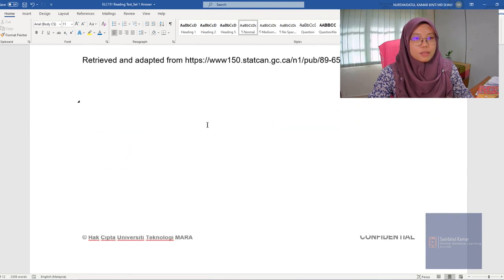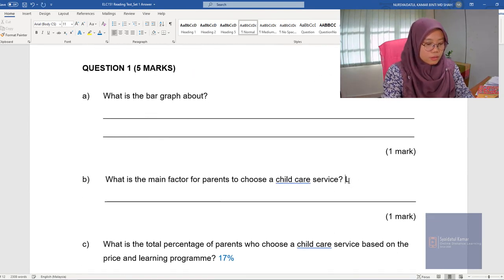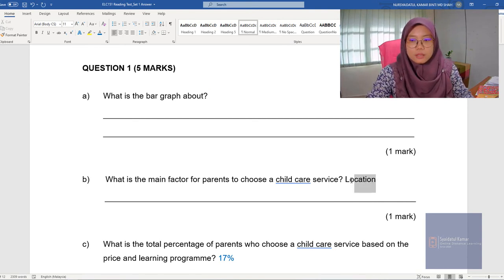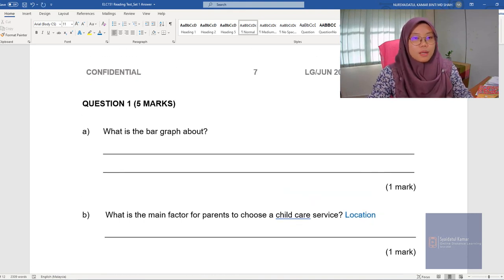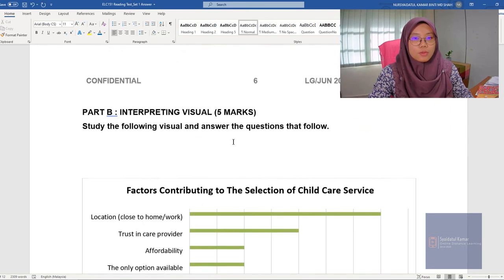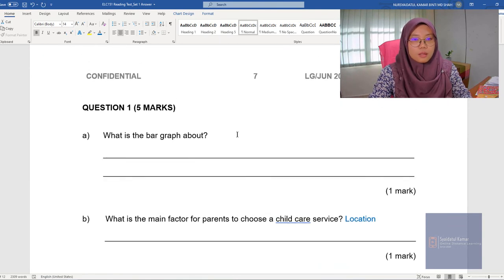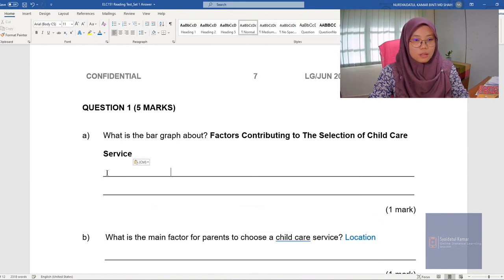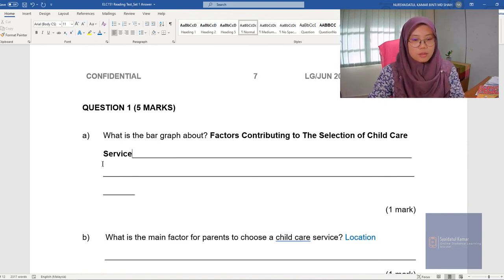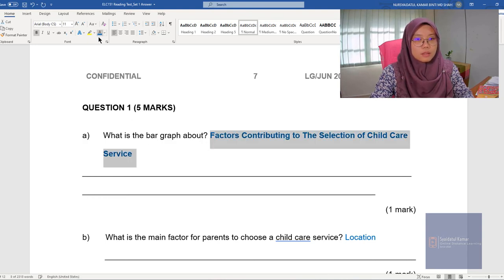Okay, what is the main factor? Obviously the location. This is the answer. We go back to question A, or question 1. What is the bar graph about? So your answer is, take the title as your answer. You just copy and then paste it here. Okay, so this is the answer.